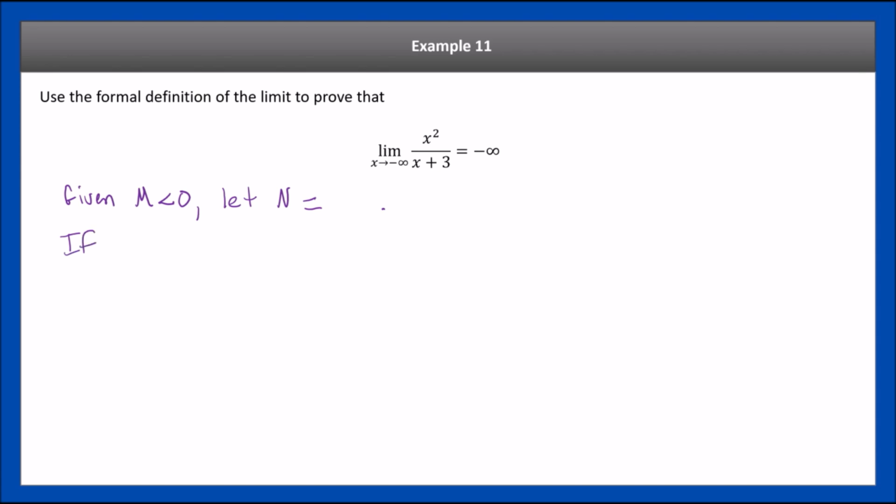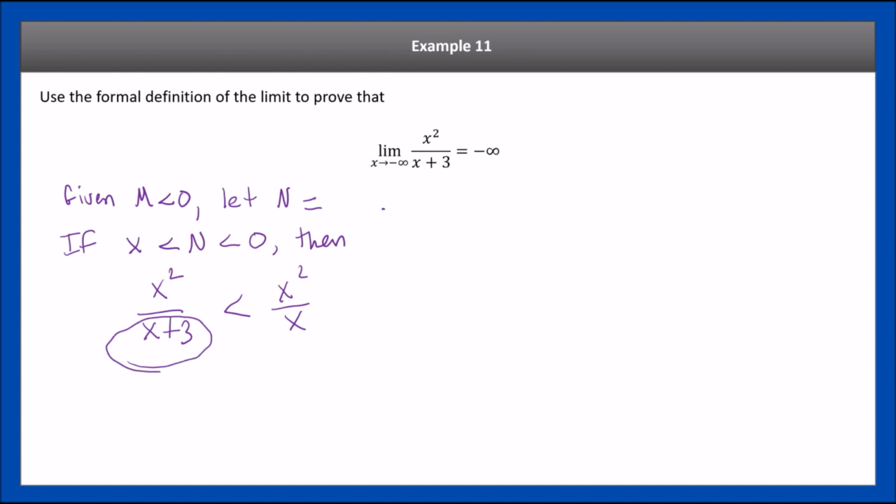if x is less than n, has to be less than because of that negative infinity, which is less than 0, because we're assuming n is less than 0. Then, all right, so then what we're going to say is, well, x squared over x plus 3 has to be less than x squared over x. If you think about it, that makes sense.